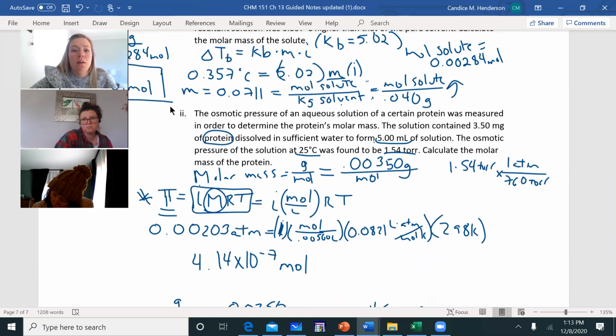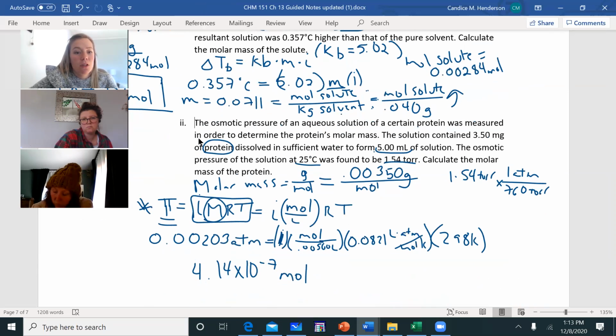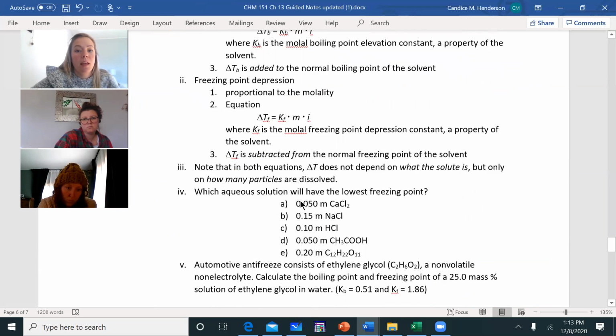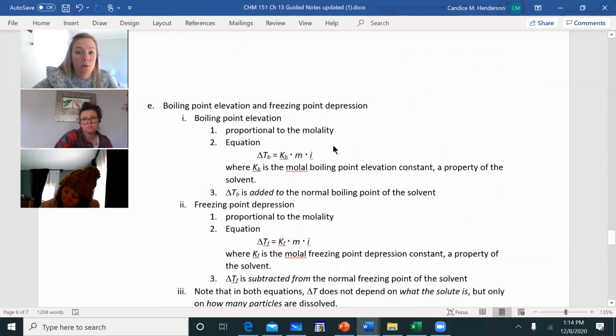So, if the problem is saying determine the molar mass and it's giving you a bunch of information that doesn't seem like it has anything to do with moles, play around with these equations and see how you can get close to moles. So isolating for molarity is a great way to get moles. Isolating for your molality is a great way to work towards moles. All right.